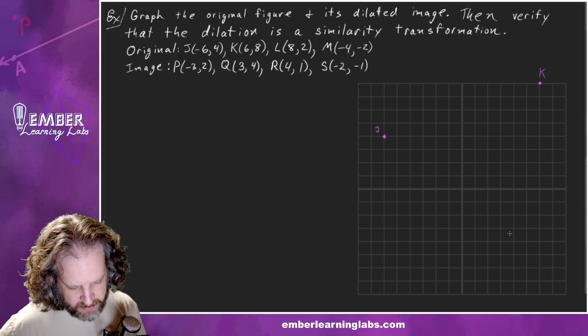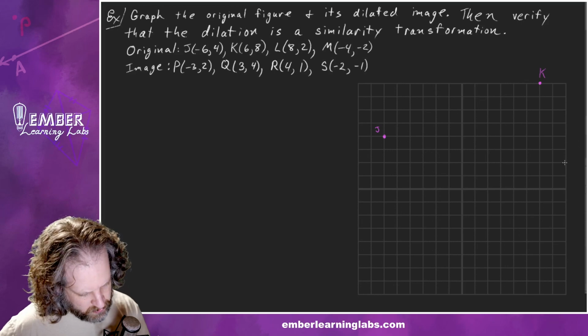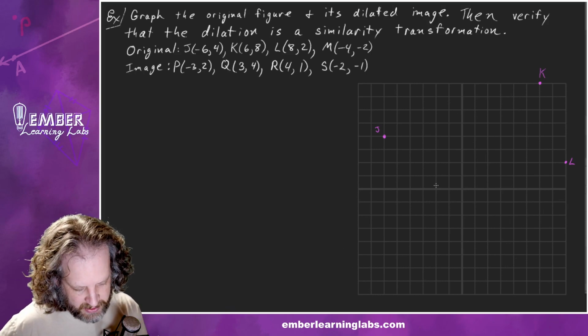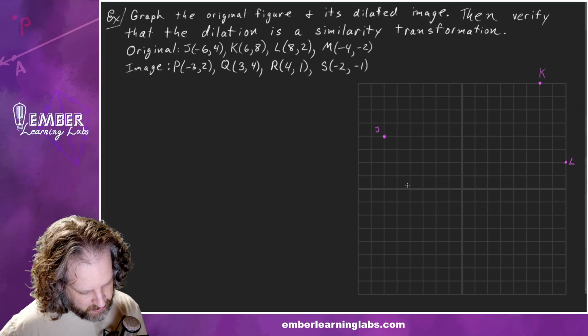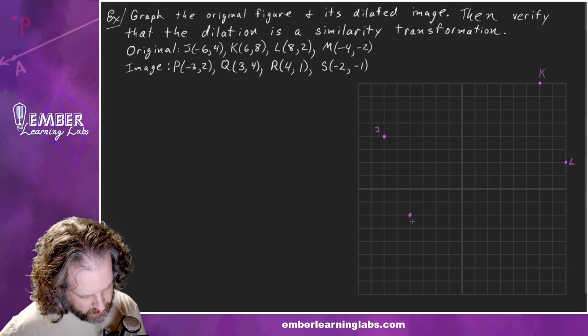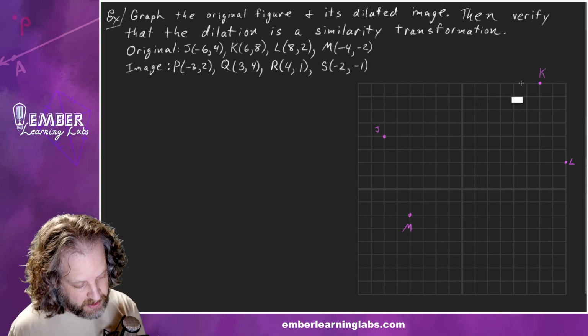Right there. And then L is at 8, 2. So right there. Right, that's it. Yeah, it's looking good. Okay. And then M is at -4, -2. So there's M.